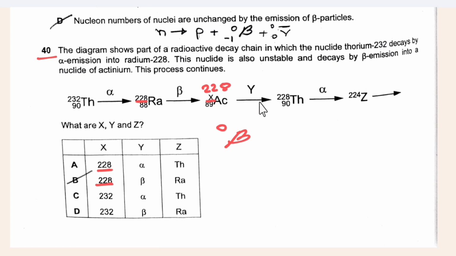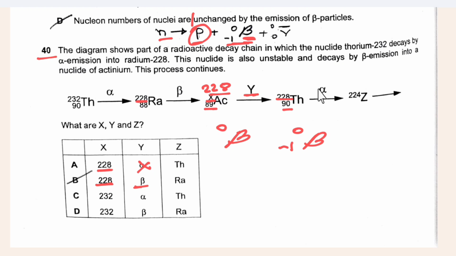Then here we can see that by the emission of Y, the mass number remains the same. That means beta particle emission occurs, and as we can see from 89 to 90, the proton number increases by 1. That means here it is beta minus emission. Since a neutron decays to form a proton and a beta minus particle, and the proton number increases by 1, beta minus emission occurs. So it will be a beta particle, not alpha.